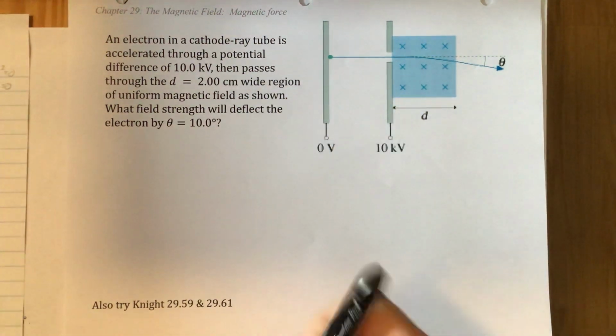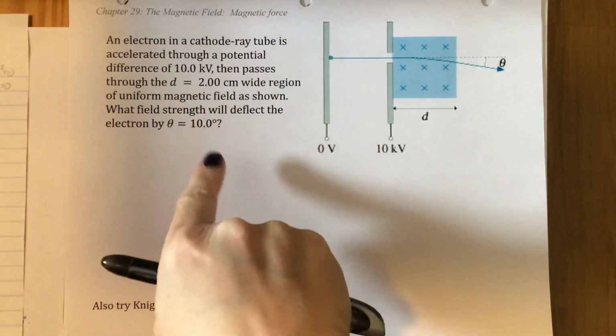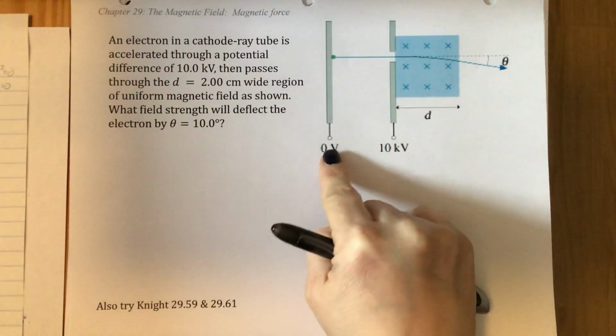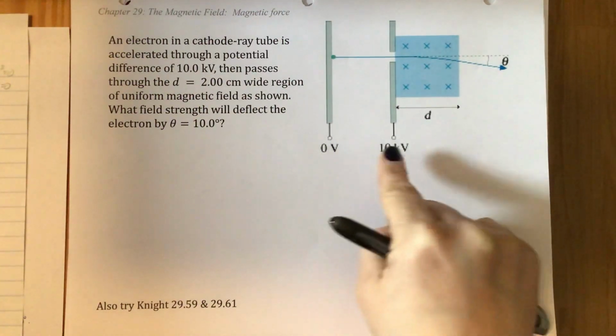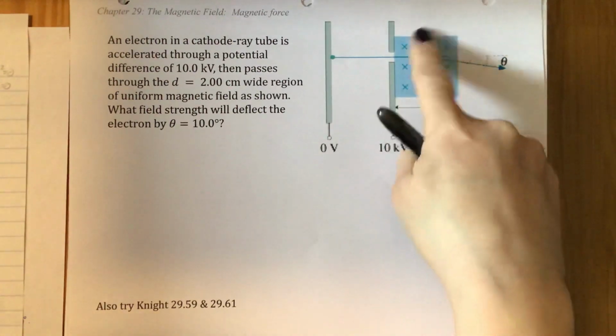...ray tube. It's accelerated through a potential difference of 10 kilovolts. So it starts here at one side where it's 0 volts, passes through to the place where it's 10 kilovolts. Then it goes through an area of magnetic field that has a width of 2 centimeters.